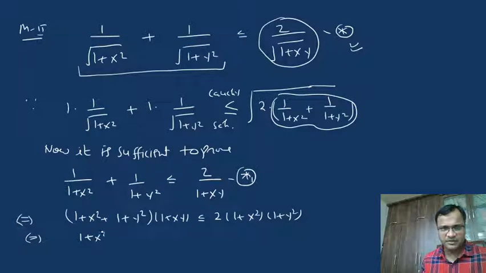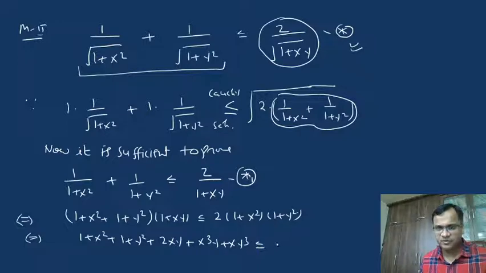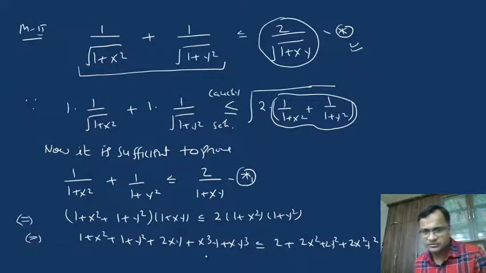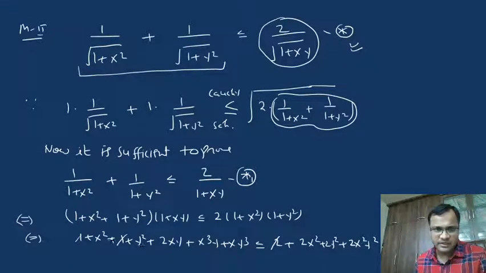which is implied by 1 plus x square plus 1 plus y square plus 2xy plus x cube y plus x y cube less than or equal to 2 plus 2x square plus 2y square plus 2x square y square. Okay, now there are so many terms which can be cancelled from both sides. I think 1 plus 1 is 2, definitely these two cancel out, and x square plus y square is cancelled out from here and here.